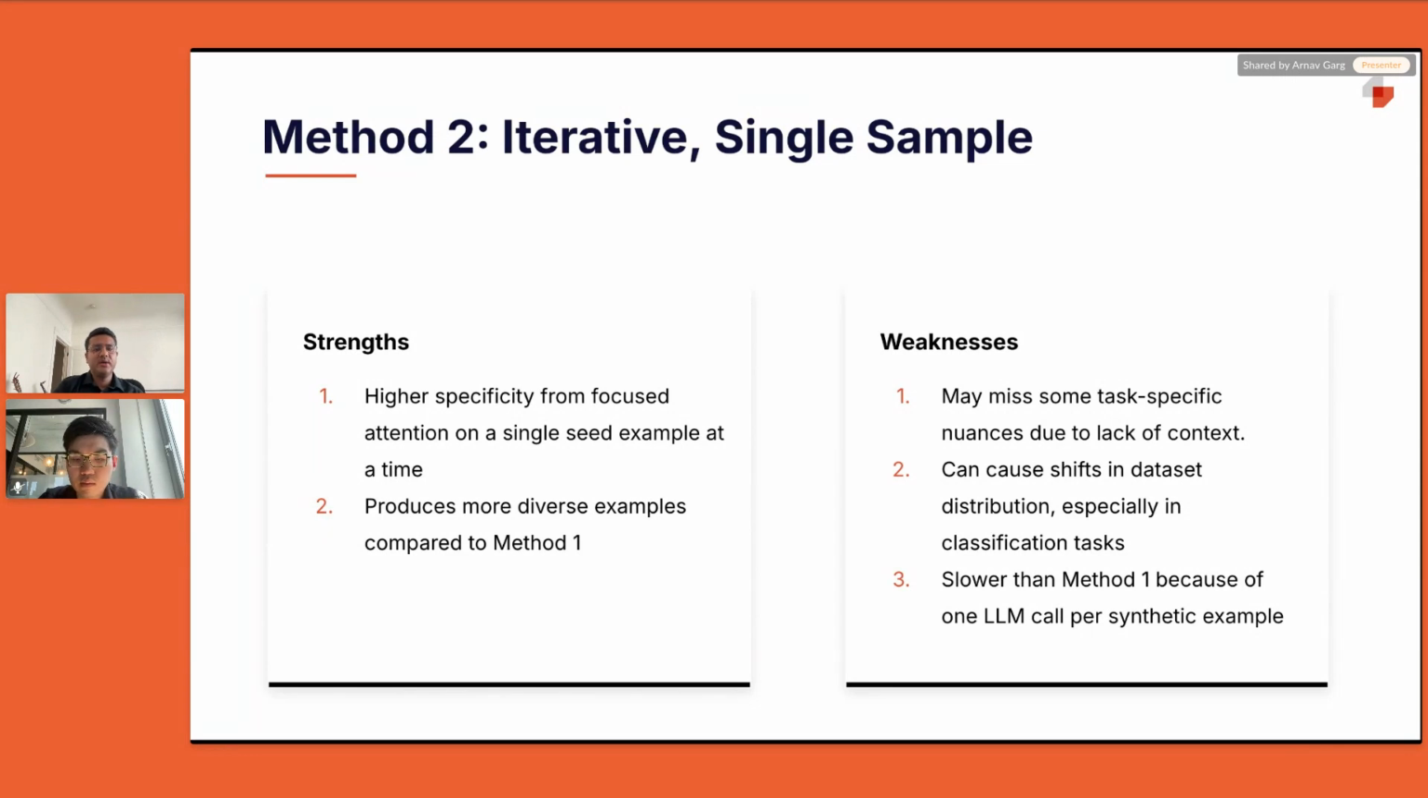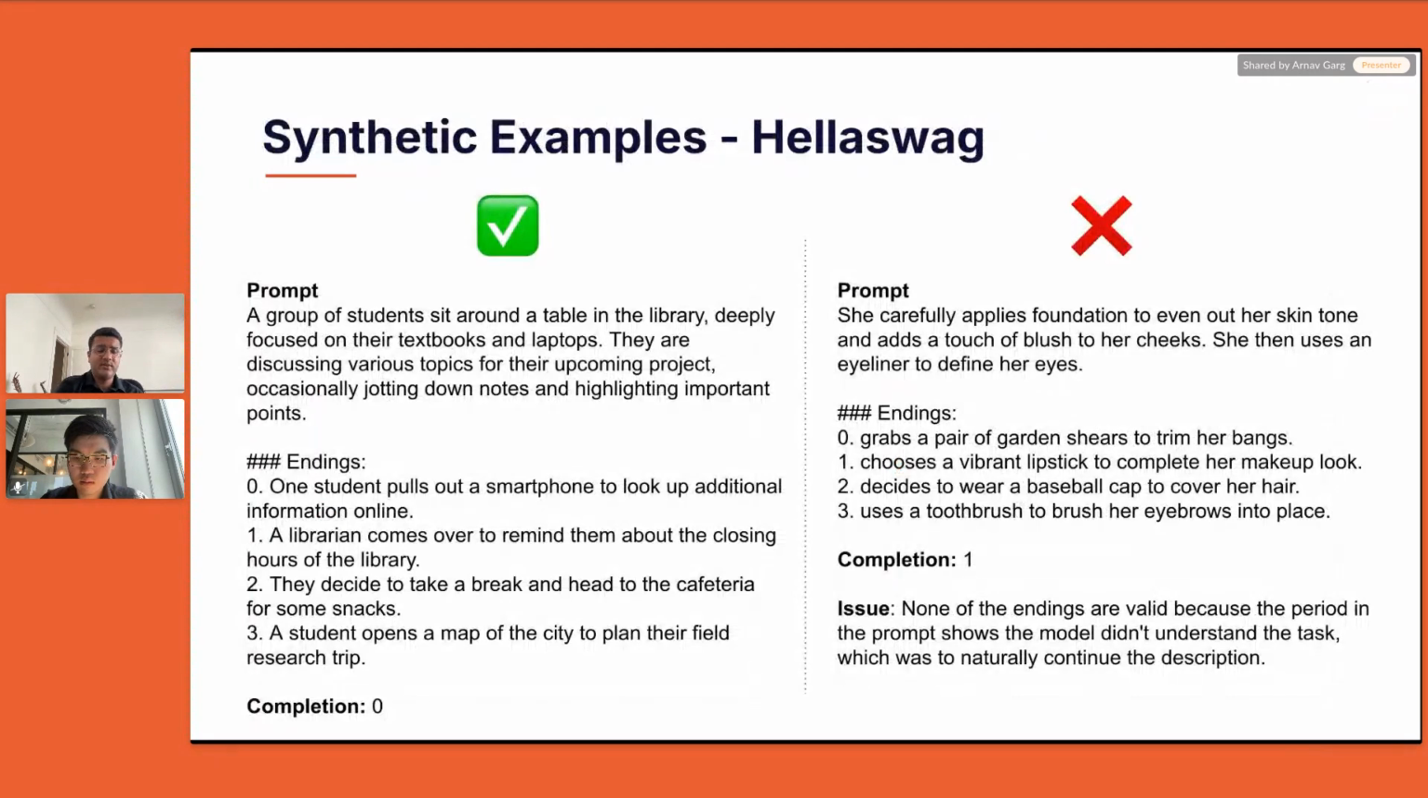However, one of the big issues is that it may still miss some general task-level nuances because it now looks at only one example at a time. And in some instances, it can even cause distribution shift issues, such as in the case of classification datasets. Just to show you what this looks like, similar to method one, here are some examples that were produced for method two for the same HellaSwag dataset.